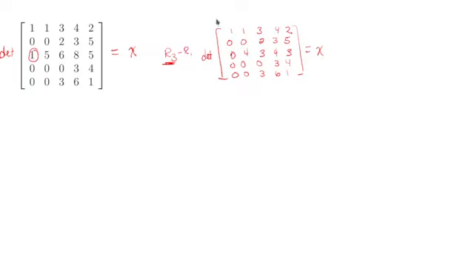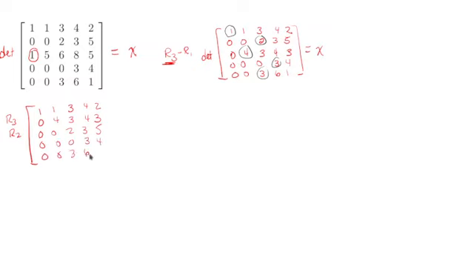So we're going to keep going. If I look at my leading entries, they're out of order. So I'm going to take these two rows and switch them. I'm going to switch row 2 and row 3 now. So I'll have 1, 1, 3, 4, 2, 0, 4, 3, 4, 3, 0, 0, 2, 3, 5, 0, 0, 0, 3, 4, and 0, 0, 3, 6, 1.